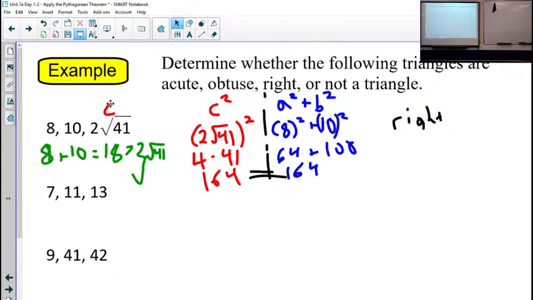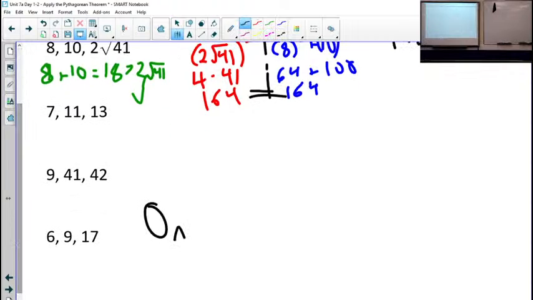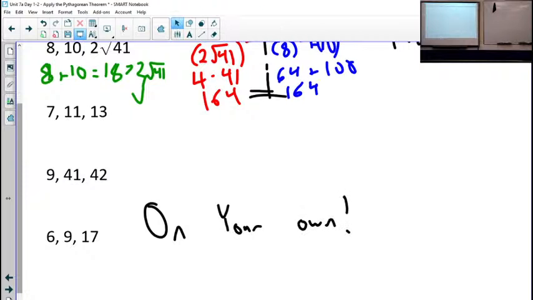All right. These next three I'm going to ask you to do on your own. I'll start you off on number 2. Remember, the first thing you should do is figure out what the longest side is. That's pretty easy here. Which side is the longest?